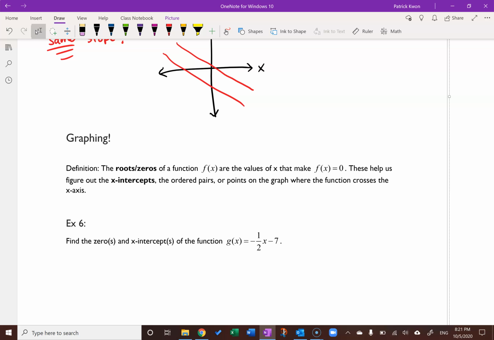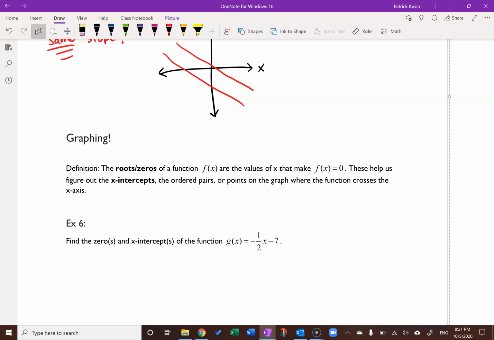The roots or zeros of a function, those two words are constantly used interchangeably, so you might hear one or the other. The roots or zeros of a function f of x are the values of x that make our function equal to 0. These help us also figure out the x-intercepts, which are ordered pairs or points on the graph where the function crosses the x-axis.